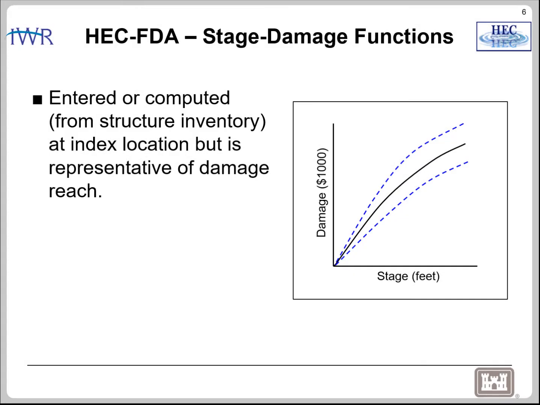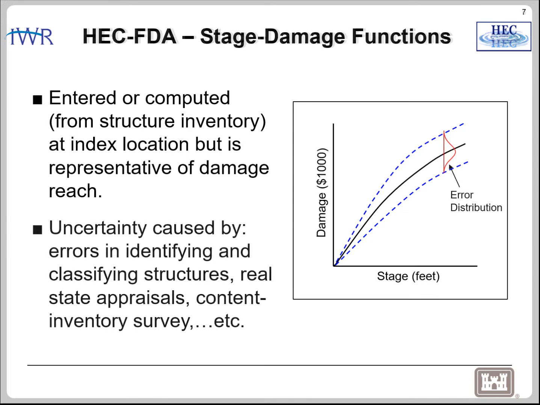The stage damage functions, which are entered or computed from the structure inventory, at the index location is representative of the damage of the reach. The uncertainty in the stage damage functions is caused by errors in identifying and classifying structures, the content inventory survey, and the like.